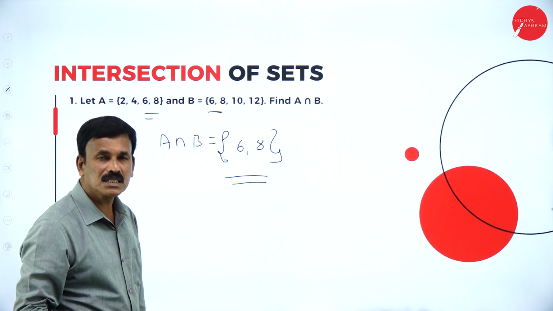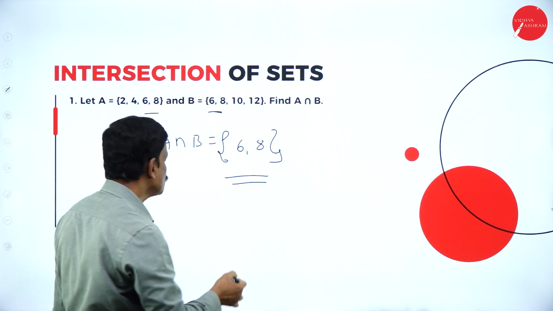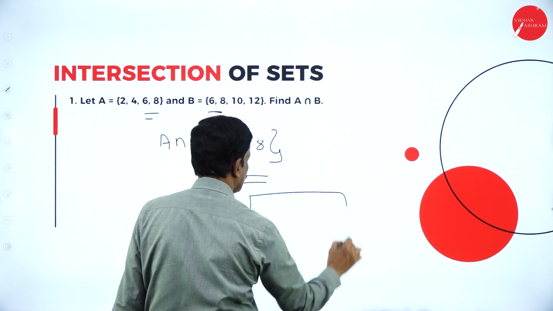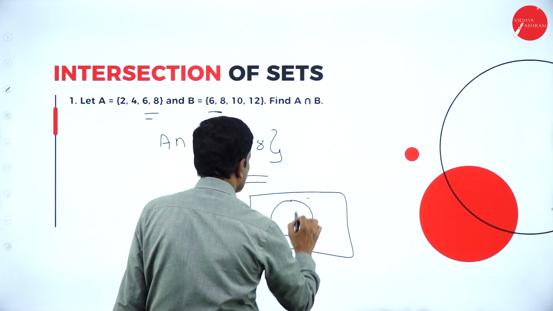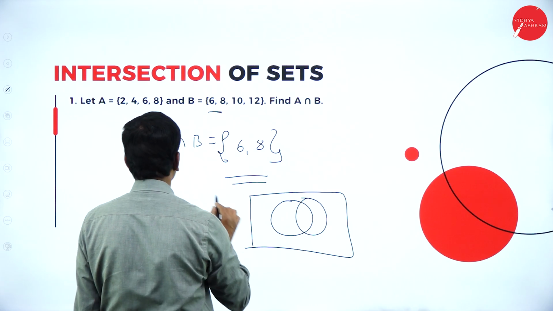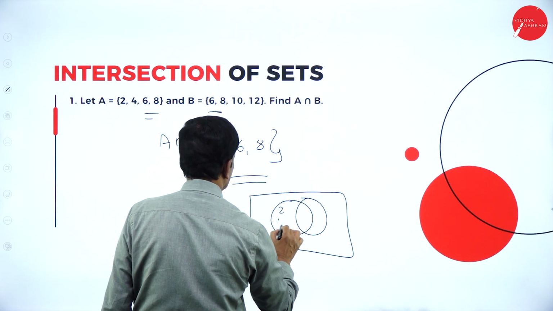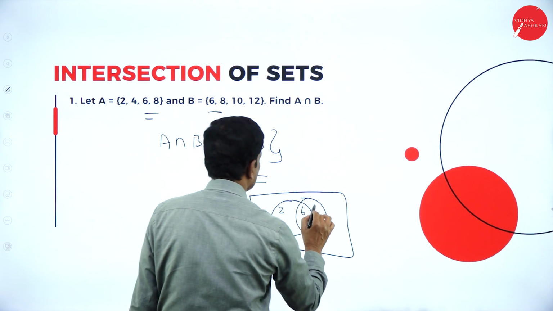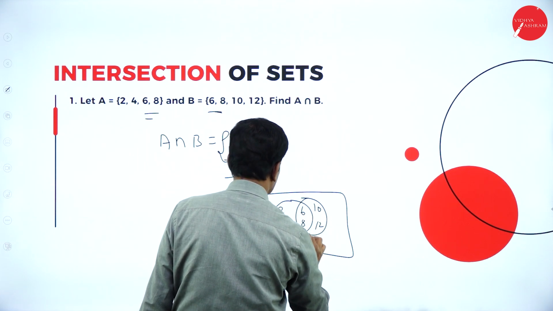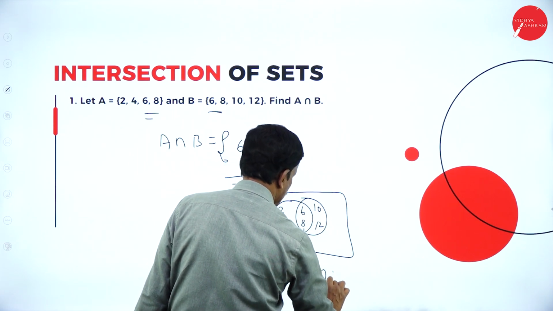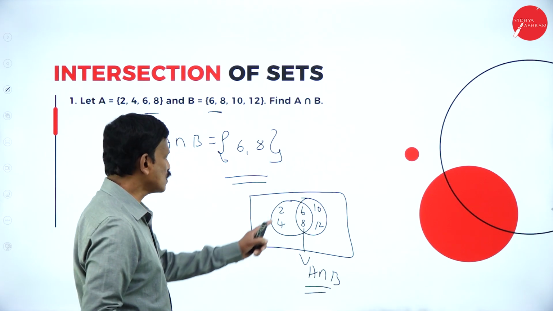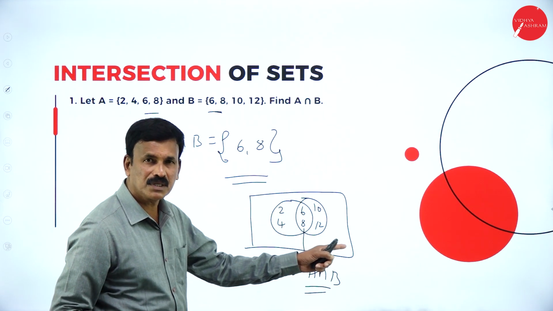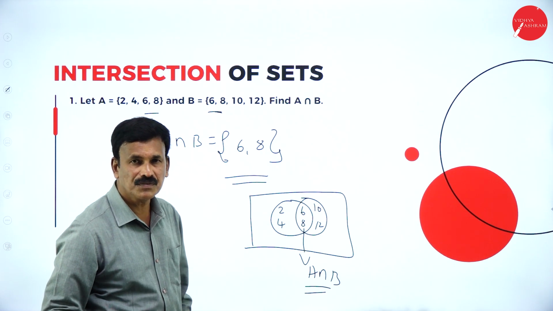So how to represent this in a Venn diagram? This can be represented in a Venn diagram like this. A contains 2, 4, 6, 8, B contains 6, 8, 10, 12. So this is called the intersection, A intersection B. These common elements, 6 and 8, are the intersection of A and B.